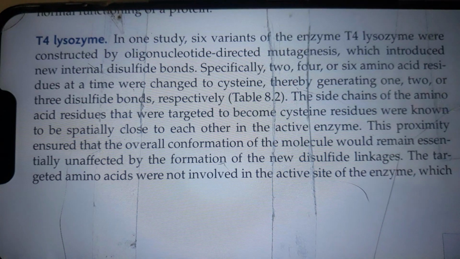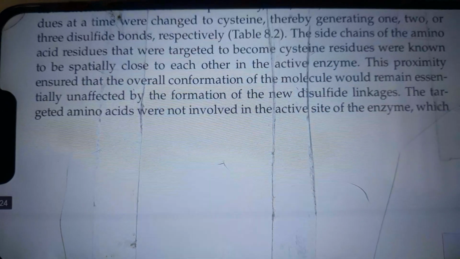The side chains of the amino acid residues that were targeted to become cysteine residues were known to be spatially close to each other in the active enzyme. This proximity ensured that the overall conformation of the molecule would remain essentially unaffected by the formation of the new disulfide linkages. The targeted amino acids were not involved in the active site of the enzyme.